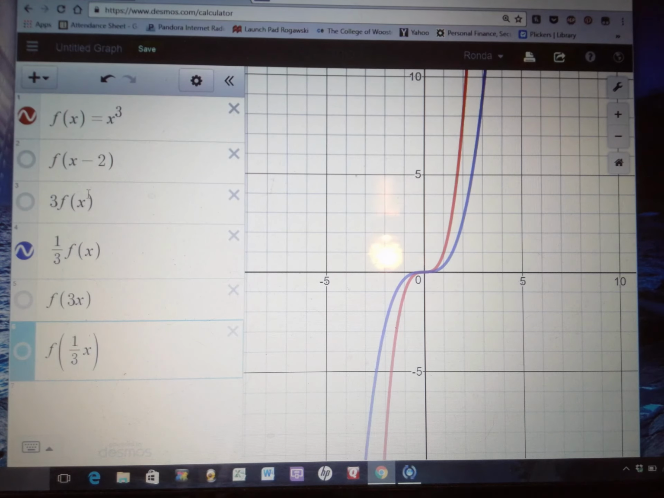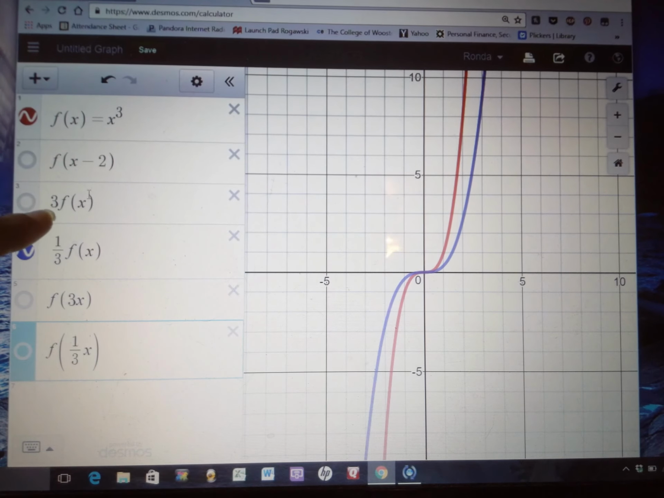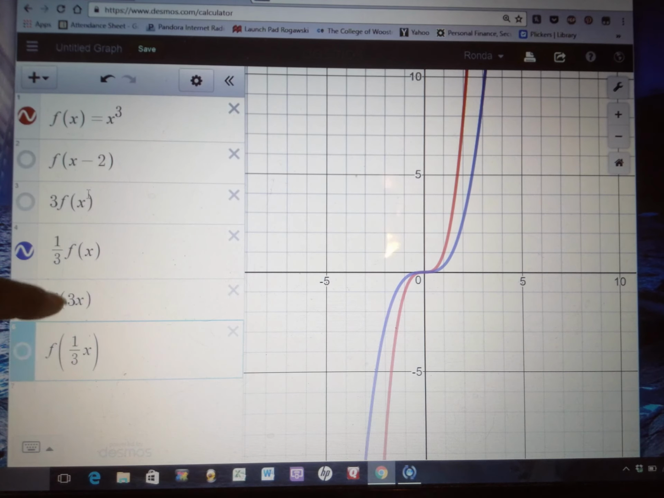Now, the opposite is true, right? So if I have a number that's bigger than 1, the absolute value of it, then I get a vertical stretch, and when it's less than 1, I get a vertical shrink. When I put it inside, this is different, right? So these, when they're inside, are not vertical. These are horizontal transformations, okay? But then they behave opposite of what the vertical ones do.